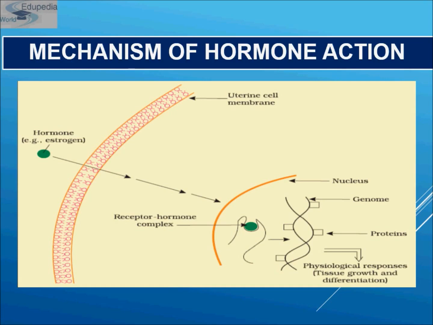Now this complex interacts with genes. This receptor hormone complex will now interact with the genes or chromosome in the genome that regulate their expression, and they evoke biochemical changes and bring about physiological or developmental functions. Thyroxine and steroidal hormones such as testosterone show this mode of action, that means mode of hormone action through intracellular receptors. So this is how it brings about physiological responses such as tissue growth and differentiation. Here we took the example of estrogen, which acts on the uterine cell.